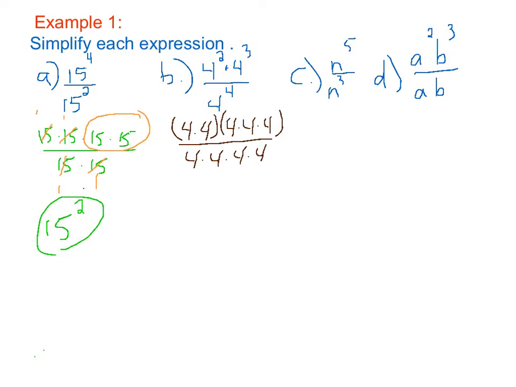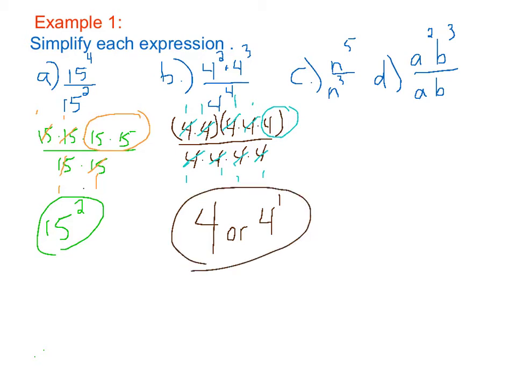If we look to simplify this, we can cross off anything that's the same in the top and bottom. So 4 divided by 4 is 1, 4 divided by 4 is 1, 4 divided by 4 is 1, 4 divided by 4 is 1, and look at what remains. We have just that. So our solution when we simplify this is just 4, or 4 to the first.